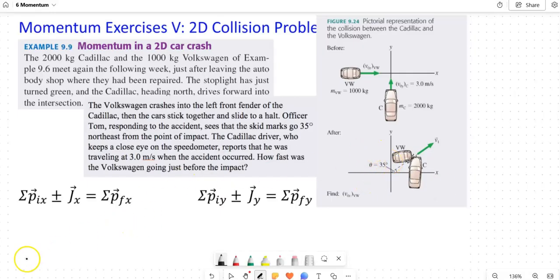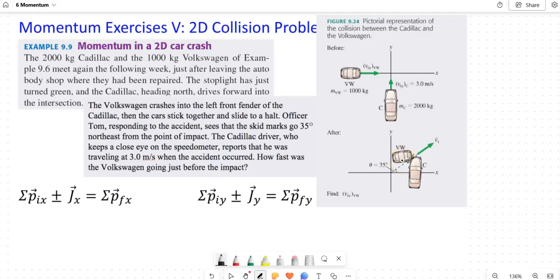Okay? So the police officer measured that angle. And the Volkswagen driver is accusing the Cadillac driver of failing to stop. So we have to figure this out given the information. So the Cadillac driver is heading north at 3 meters per second. And it's 2,000 kilograms. And actually, I'm sorry, the Volkswagen driver is being accused of failing to stop. After they hit, they're going to combine masses and be moving off at 35 degrees.